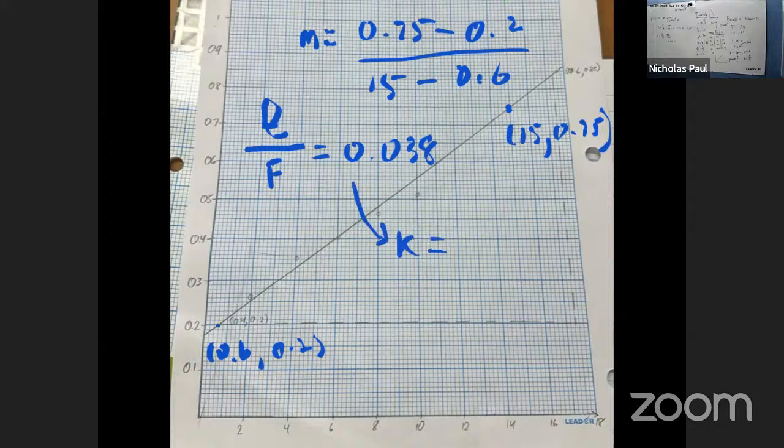Back at the beginning of the class, I gave you a little hint with the pick on scenario. The gradient is E over F. How do you find K? K is F over E. But I have E over F, so what to do? Flip it over. That'll be 1 over 0.038. How much is that?